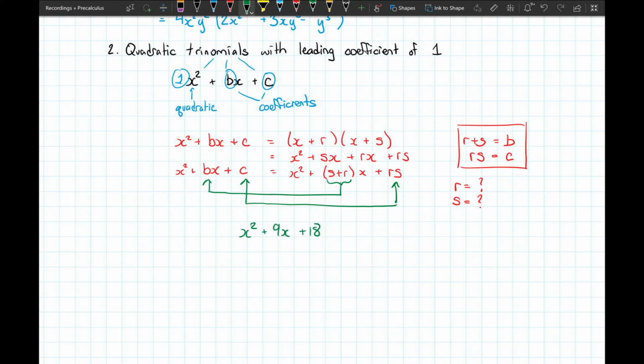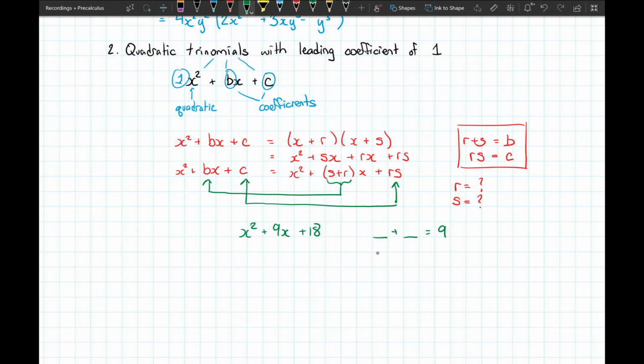So just as a quick example here, suppose that we have x squared plus 9x plus 18. And I've written things in the same order as what I was showing you, as it's a monic, or a leading coefficient of 1, quadratic trinomial. So you can see the b here is 9 and the c in this case is 18. So I don't know what r and s are, but I want to find two numbers. The first one could be r, the second one could be s. Find two numbers that when added together equal 9.